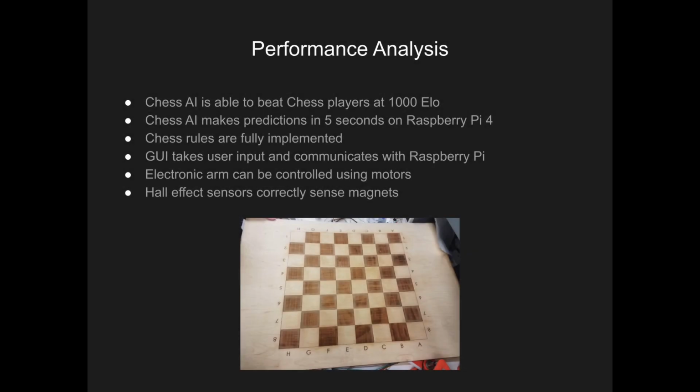Chess AI performs better than expected, being able to make predictions in only 5 seconds on the Raspberry Pi, while also being able to beat chess players at 1000 ELO, which represents beginner to intermediate level chess players. All chess rules behave as anticipated, being fully implemented, allowing chess to be played, and the GUI takes user input and communicates the data with the Raspberry Pi successfully, such that the Raspberry Pi can move the electronic arm and control the motors as anticipated, being able to move the electronic arm 30 millimeters such that pieces can be moved and all Hall effect sensors correctly sense all magnets within the center of a square.